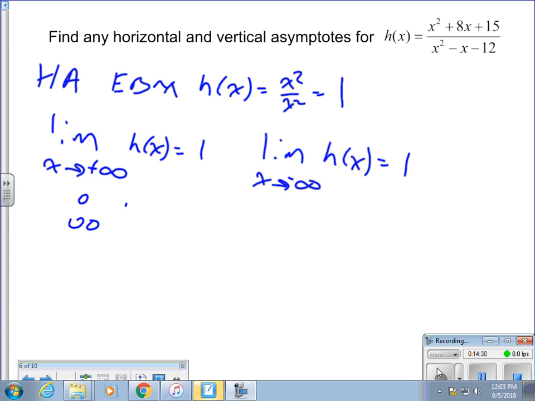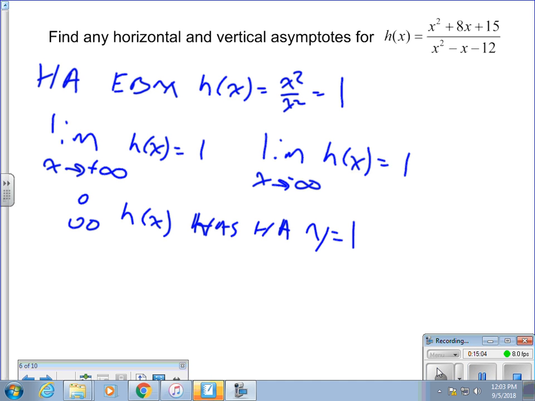Therefore, h of x has a horizontal asymptote at y equals 1. And notice I checked both left and right because they could be different depending upon the equations. Generally speaking, if you have a rational function, they're going to be the same left and right as far as horizontal asymptotes go. But if you don't have this, they might be different depending upon what's going on with the original equation.